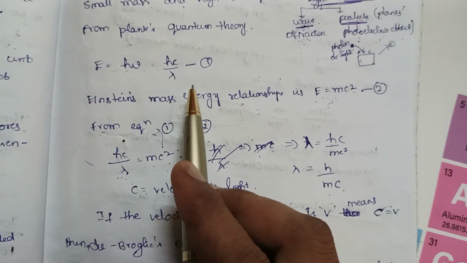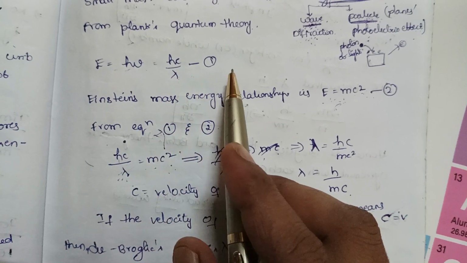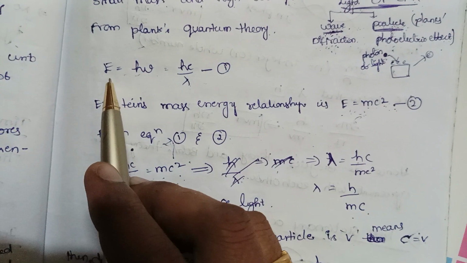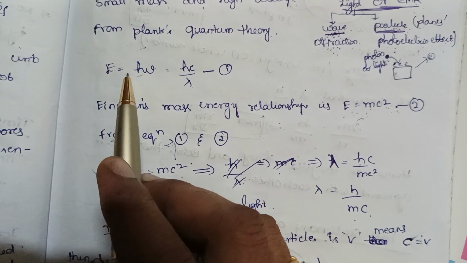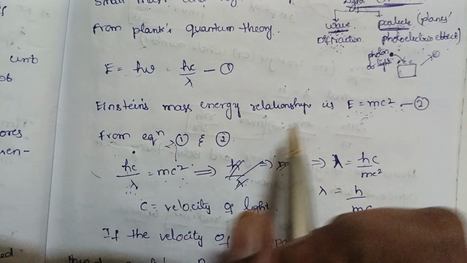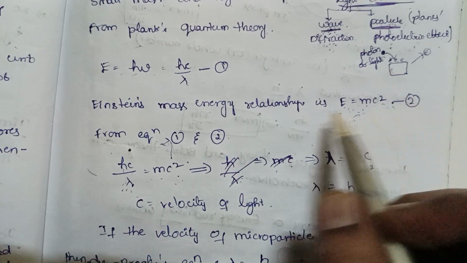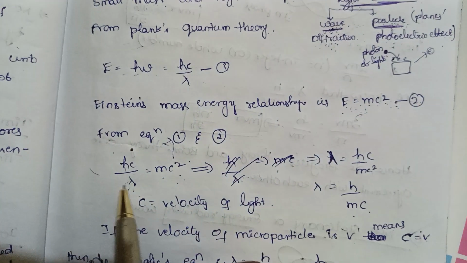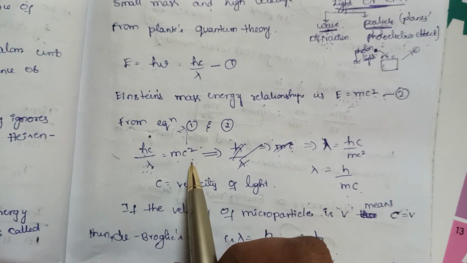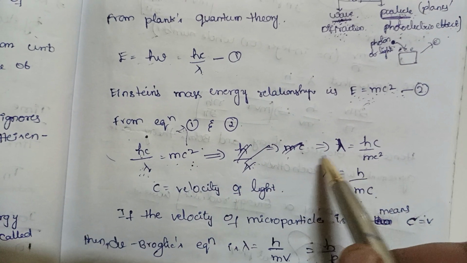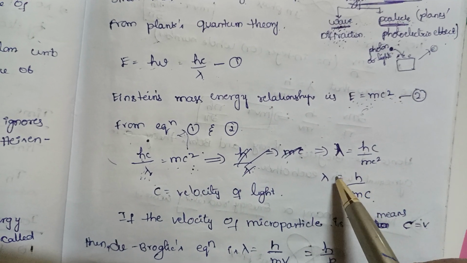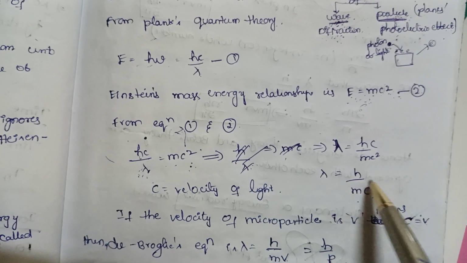To find the wavelength, he took two equations. One is Planck's quantum theory and the other is Einstein's equation. Planck's equation is E equals h nu, that is hc by lambda. This is one. Einstein's equation is E equals mc square. Combining 1 and 2, hc by lambda equals mc square. Lambda equals hc by mc square. If you want to calculate lambda, that equals h by mc.